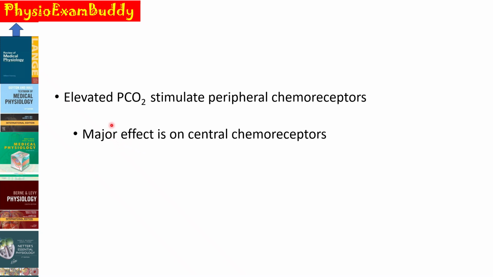This elevated PCO2 stimulates the peripheral chemoreceptors, but the major effect of this elevated PCO2 is on the central chemoreceptors. So please keep in mind that the peripheral chemoreceptors are the only site that detects the changes in the partial pressure of oxygen, whereas elevated PCO2 has its major effect on the central chemoreceptors.